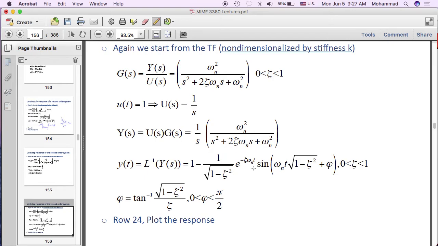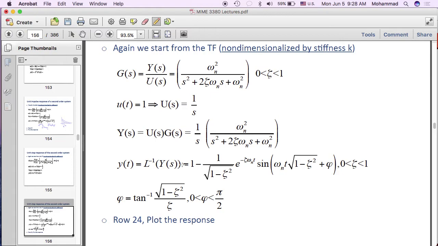Again, e to minus zeta omega n t would be there. Sine would be there. But see, the big difference is this 1. So instead of the response diminishing and going to 0, this response diminishes and goes to 1. And the reason is because you have a unit step. The input is always present. In impulse, you have a quick input that goes away, but in step input, the input is present, so the response simply follows the input.